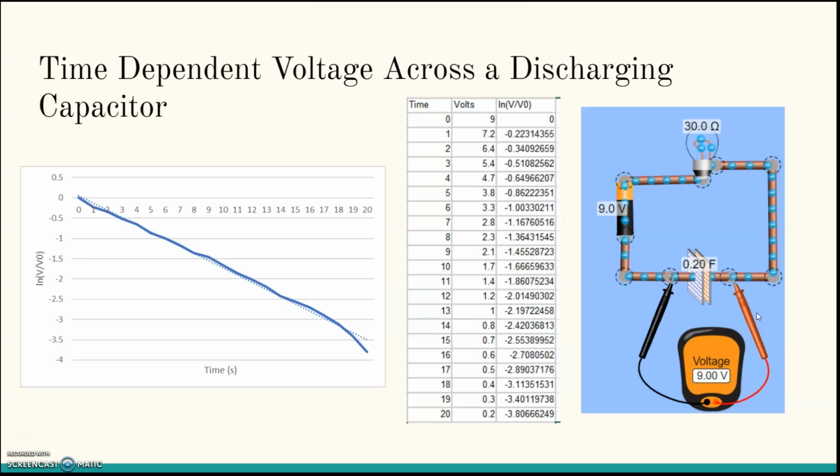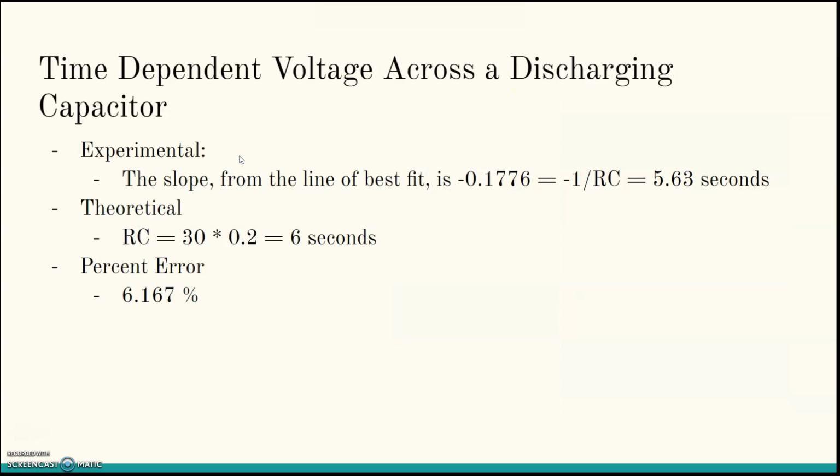Finally, I had a bigger setup where I measured the time dependence across a discharging capacitor in this fashion, and I used this equation here that was given in the lab handout. On this slide, I'm going to go into some more examination of that data. Using the slope from that line of best fit on the last slide, I calculated that the RC value was 5.63 seconds, whereas using the equations listed on that beginning slide, I found that it took about 6 seconds, which is a 6% error, give or take.